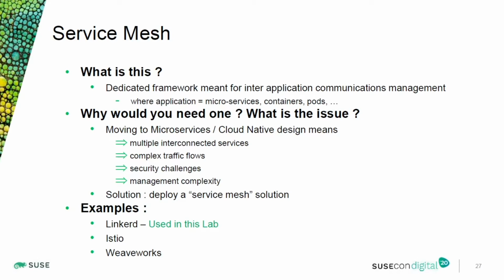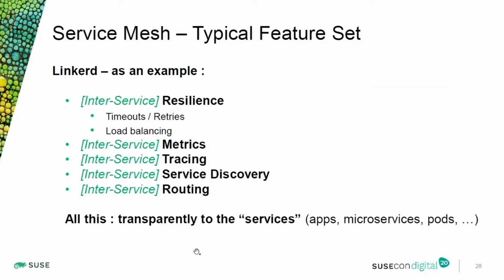So we need to have an implementation of a service mesh such as Linkerd, which is used in the lab, which implements inter-service resiliency, timeouts, retries, load balancing, metrics, tracing, service discovery, or routing. All this transparently to the services, to your app.